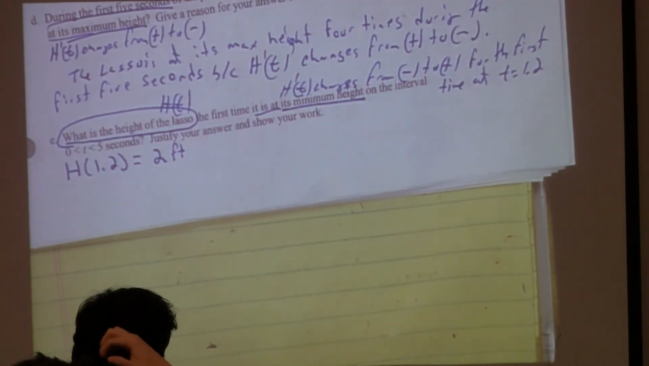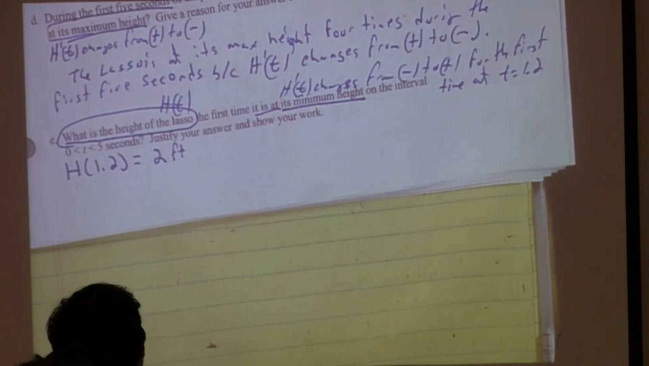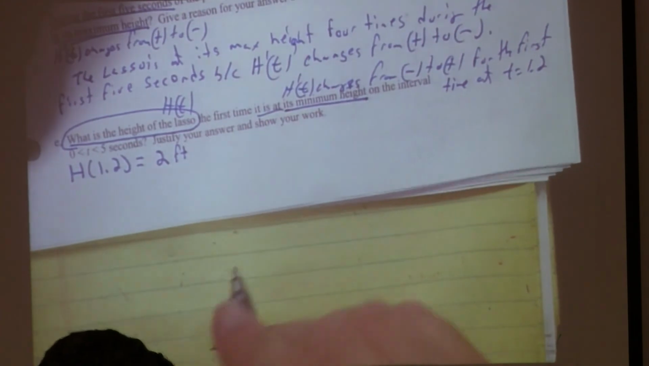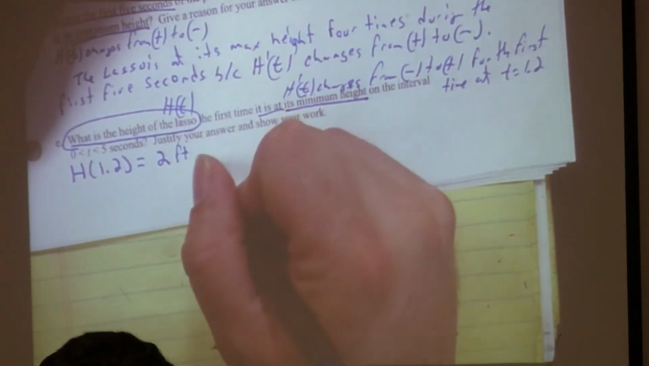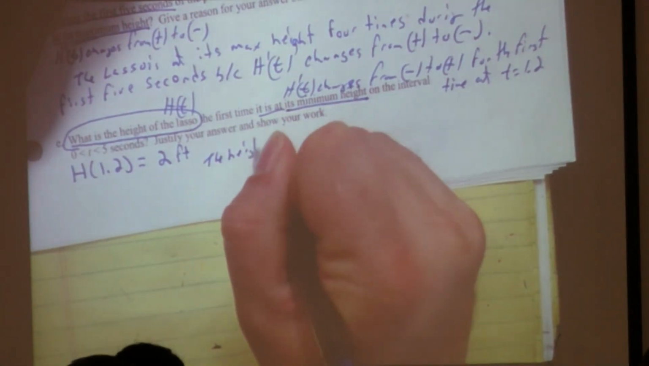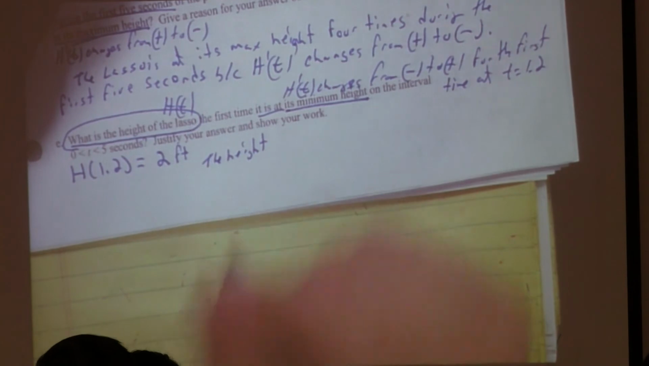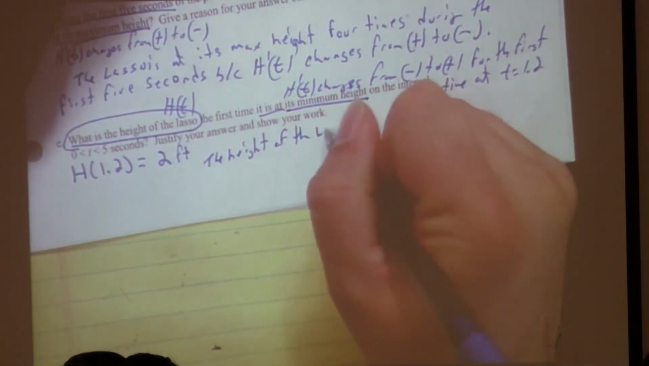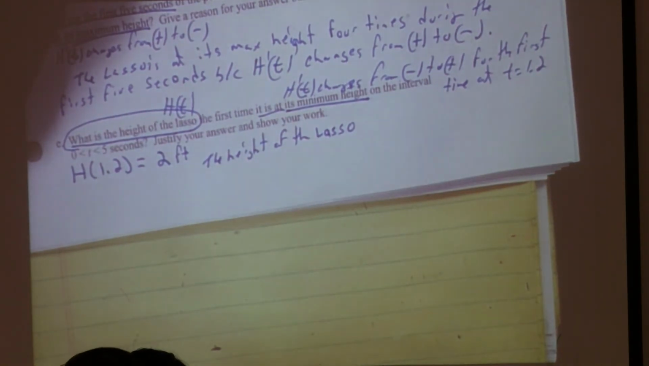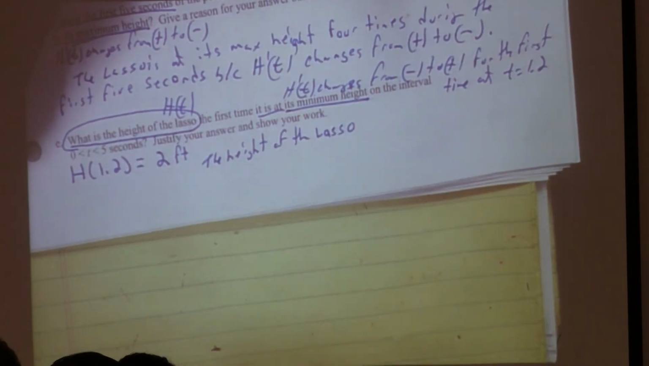Okay, so now let's just write down all that stuff. What could we say? Let's put all these words and letters in the right order. Height, okay. I don't know where you're going with that, but let's go. Of the lasso. It's gonna be the last one. Equals 2 feet. The height of the lasso is, maybe? Is 2 feet.